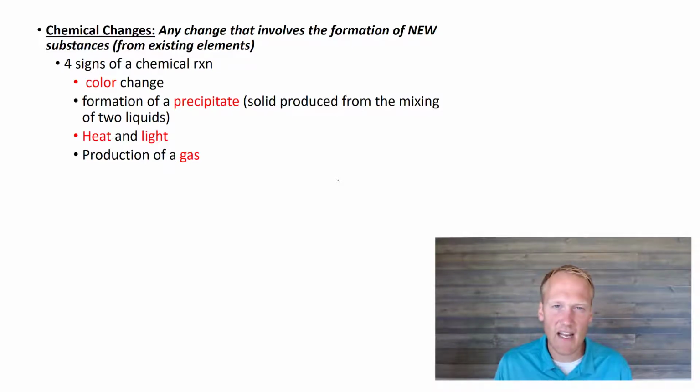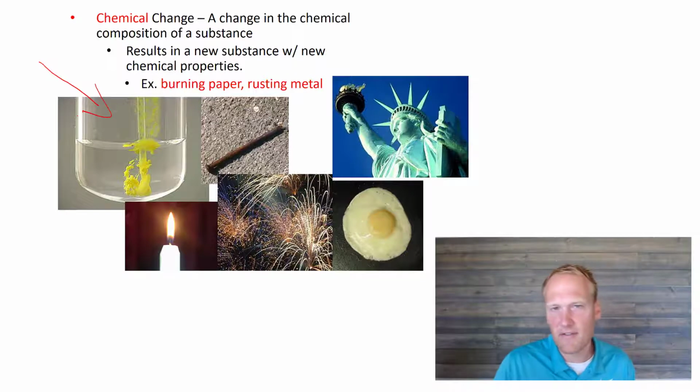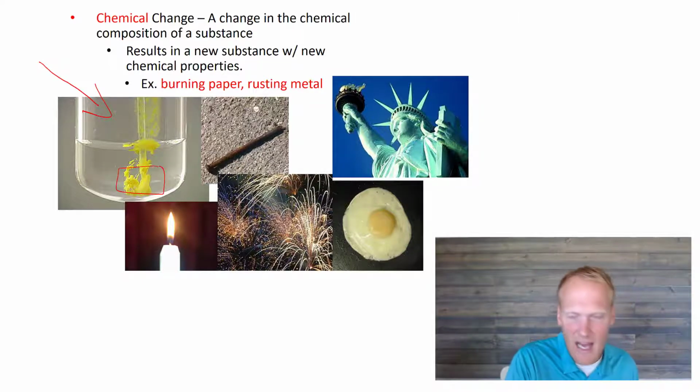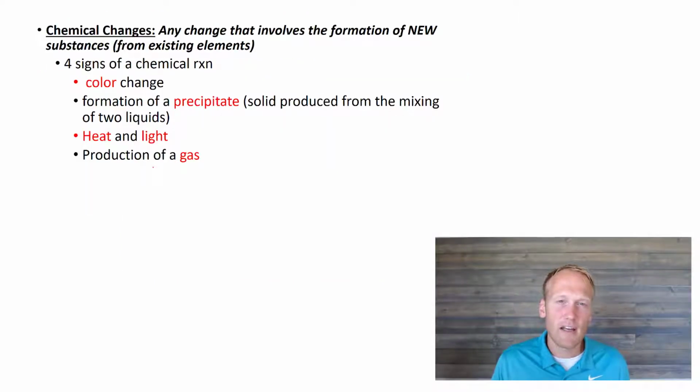A precipitate is what happens when you mix 2 solutions together and a solid forms and settles out. If we go back a couple slides, this picture right here is the formation of a precipitate. We're taking 2 solutions, mixing them together, and we're getting this yellow solid that's going to settle out over time. That's what a precipitate looks like. You'll see some of these in lab. Third, the production of heat and light. If heat and light are being given off, that's typically an indication of a chemical change.